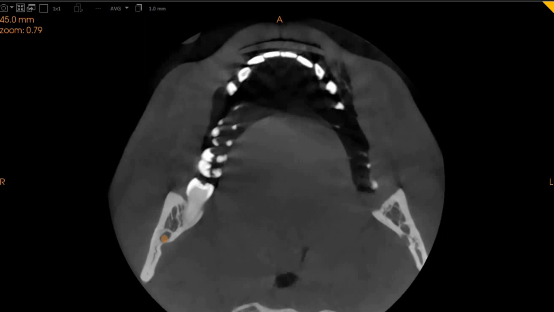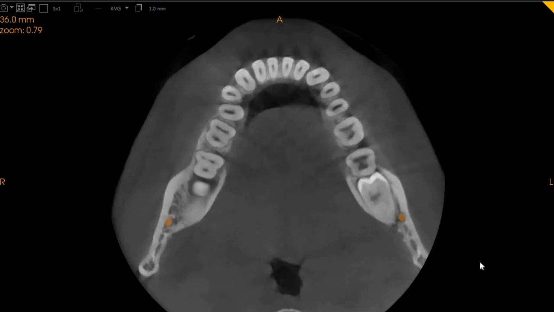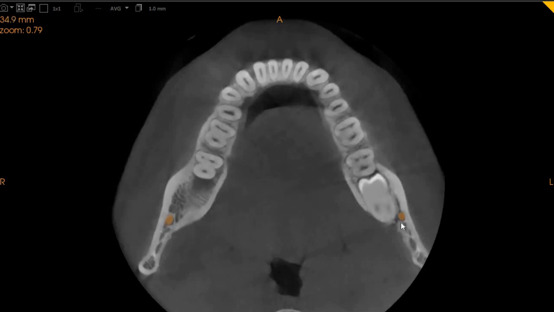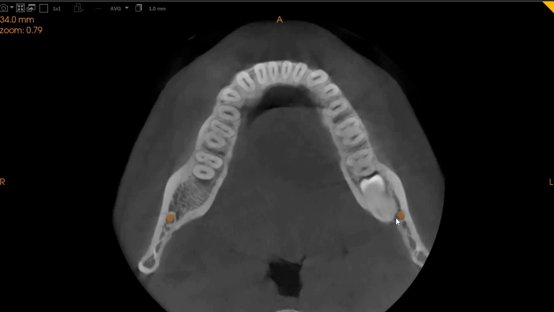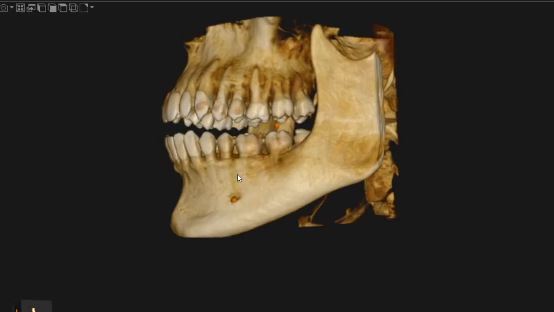Now this is the axial view. On the axial view, you will be able to very clearly see that the lower right wisdom tooth is very far away from the nerve, whereas the lower left wisdom tooth comes in contact with the nerve, and here you can see that there is a little bit of a lingual perforation because of the tooth as well. Something to be mindful of when extracting this particular tooth.